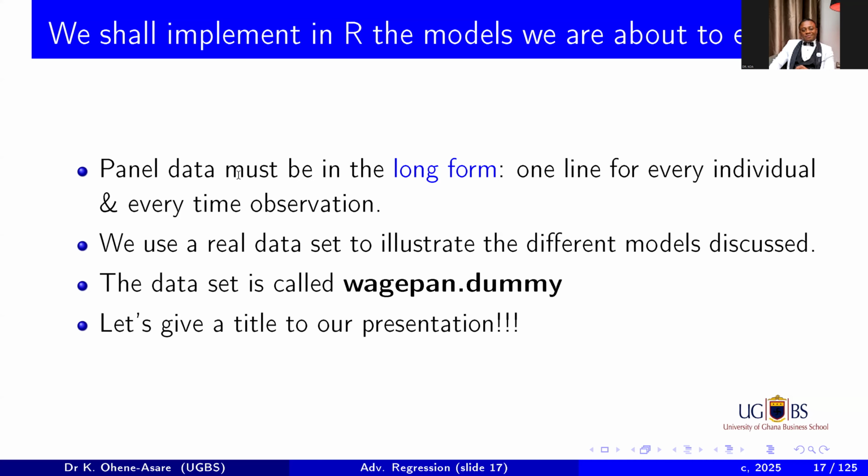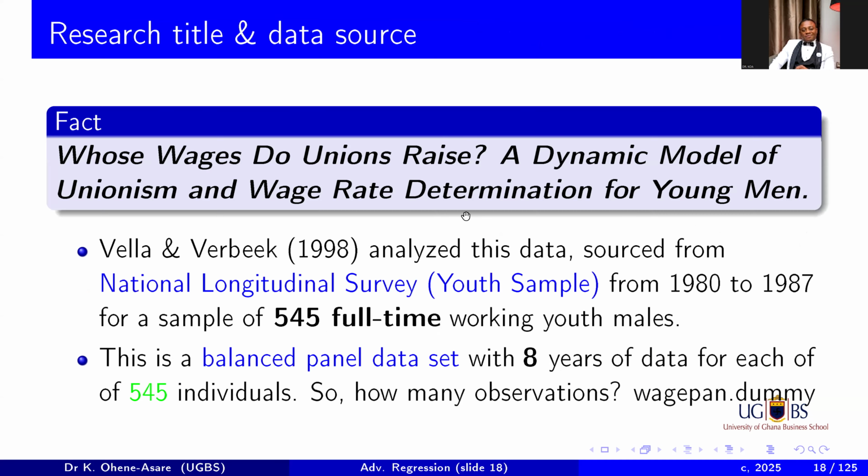I'm sharing the screen, but I wanted to open the data. So we are going to look at panel data in a long form, one line for every time observation. You're going to see the data yourself. We're going to use real data to show the different models under panel data. And the data we're going to use is known as wage pan.